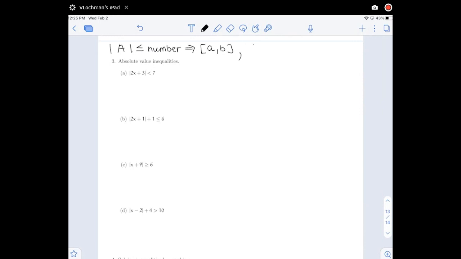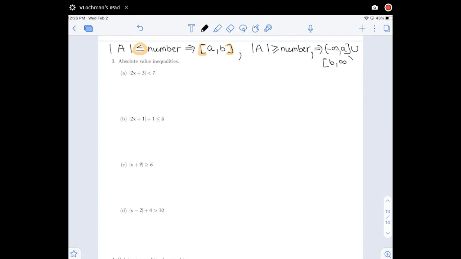Now, if you have the inequality going the other way around, let's say the absolute value of some expression is greater than or equal to a number, notice this is important. Less than or equal to, we have this form. Greater than or equal to, you're going to have a solution that will be a union of two intervals. So from negative infinity to, let's say, a, non-strict, union, where U stands for union, b to positive infinity.